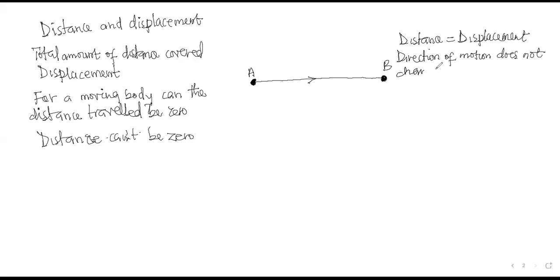And so in this particular case, average speed would also be the same as average velocity. So if the direction of motion does not change, that is why we always take distance to be equal to displacement. Okay. So example, Emelda moved from A to B.